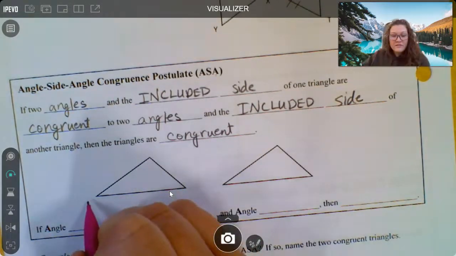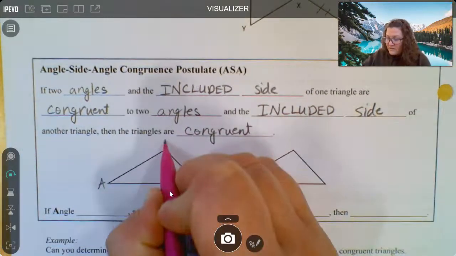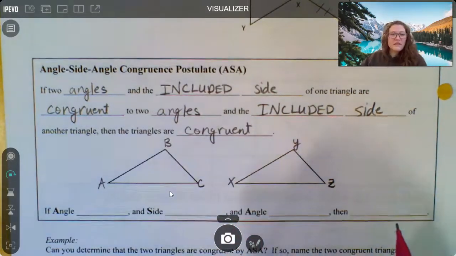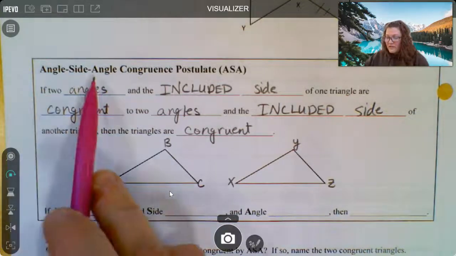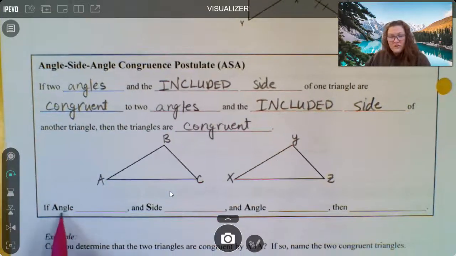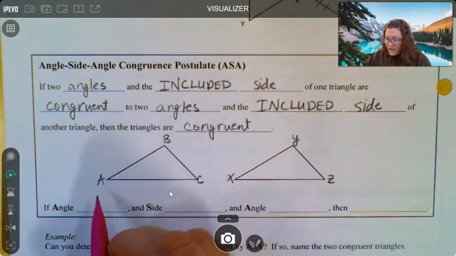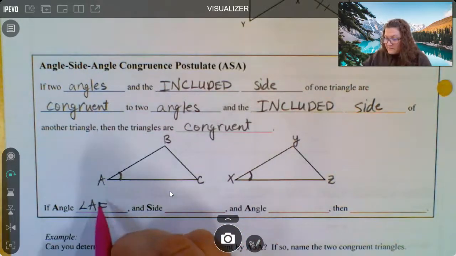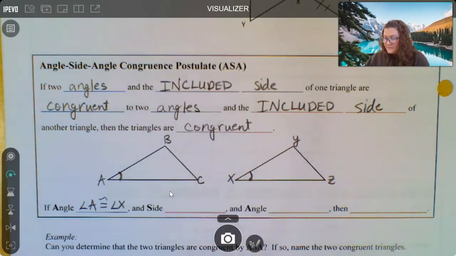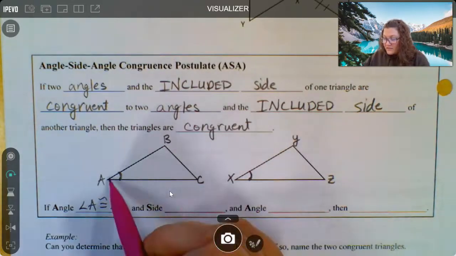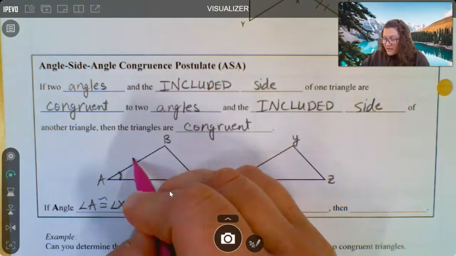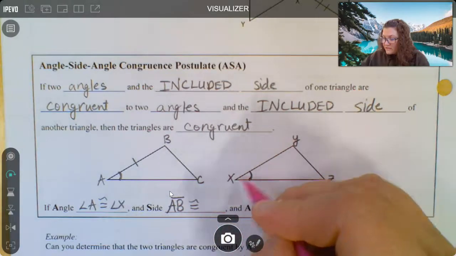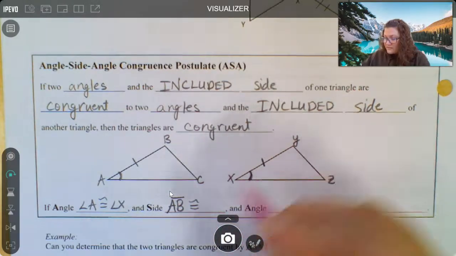Let's name our triangles. So we have triangle ABC on the left and XYZ on the right. And I'm going to mark to show you what angle, side, angle looks like. So let's first start off with our angle. Angle A, I am going to make congruent to angle X. Then we have a side, so touching angle A, we have side AB, and it's going to be congruent to side XY, which is touching angle X.